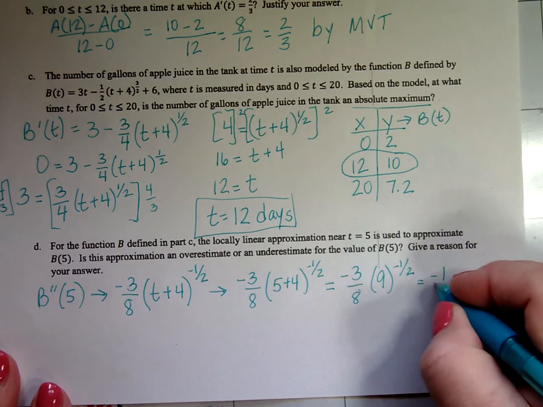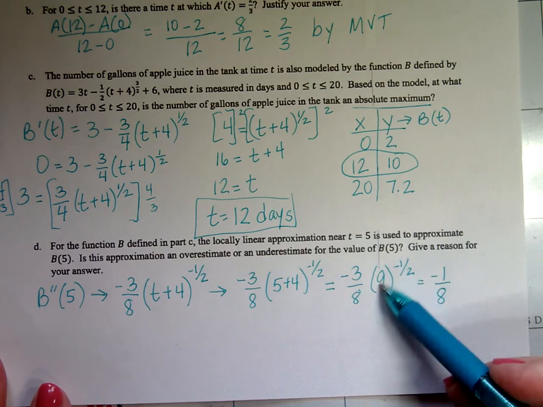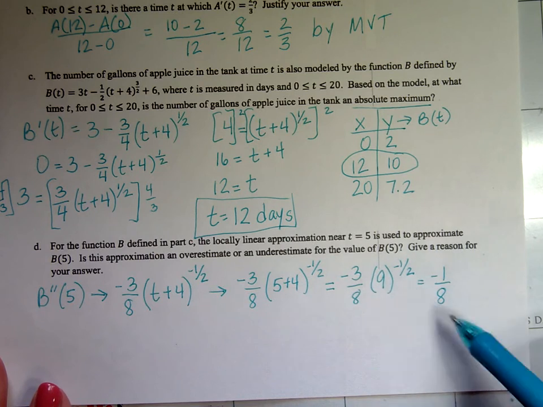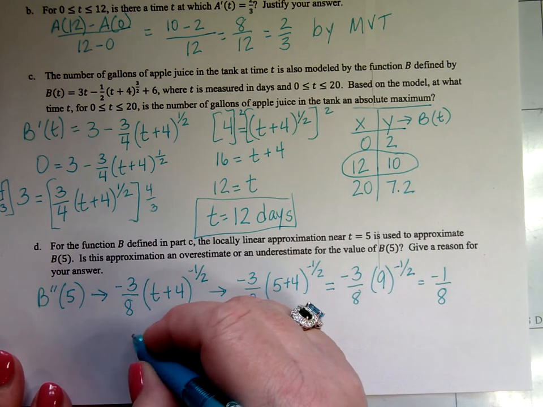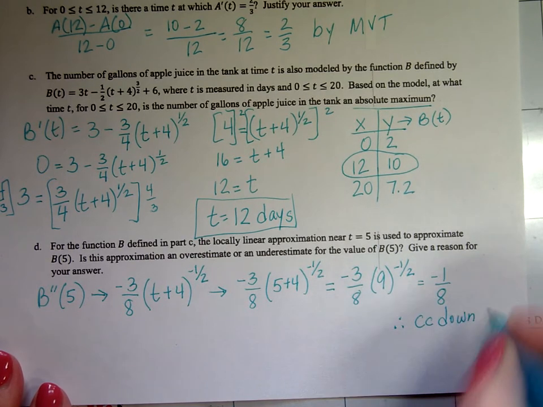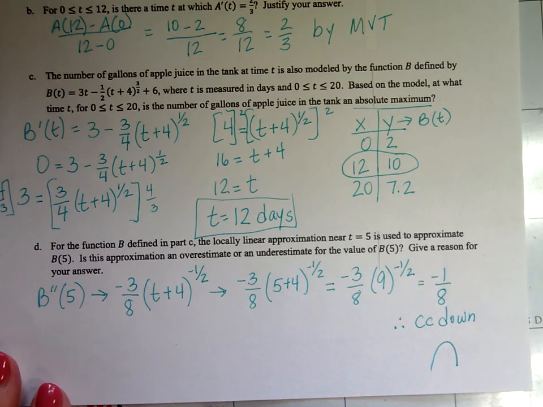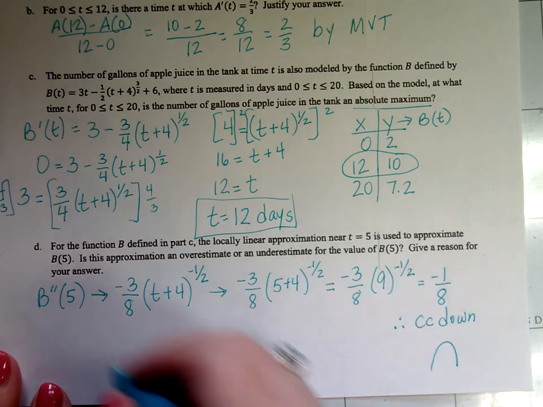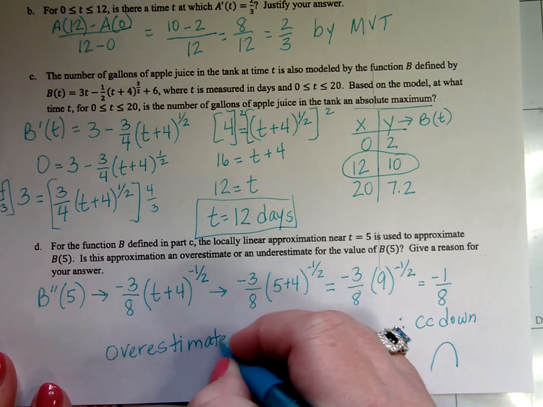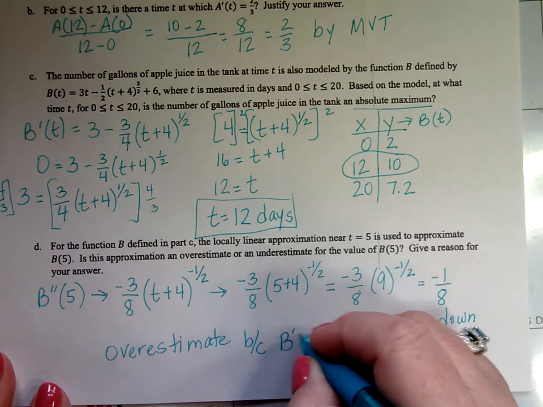Now, the fact of the matter is, all you care about is it negative or positive? You know that this is a positive piece. The negative just tells you it's in a fraction. And so a positive times a negative is a negative. So I know the second derivative is concave down. Therefore, concave down. And if it's concave down, think about what that looks like, right? We've got an unhappy kind of situation. All of the tangent lines would be above it. So this is going to be an overestimate. Give a reason. Because b double prime of 5 is negative.